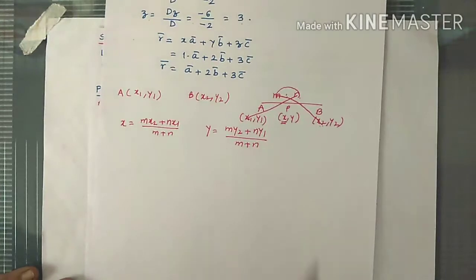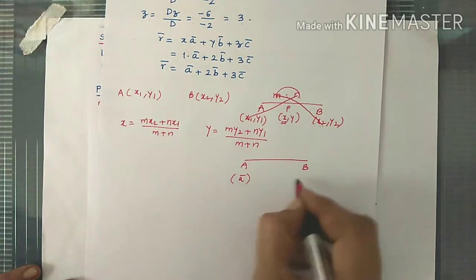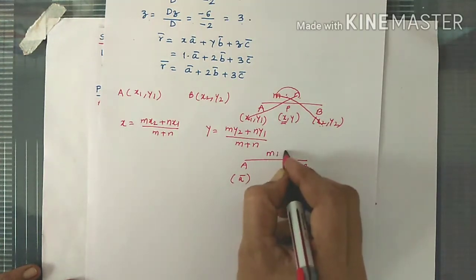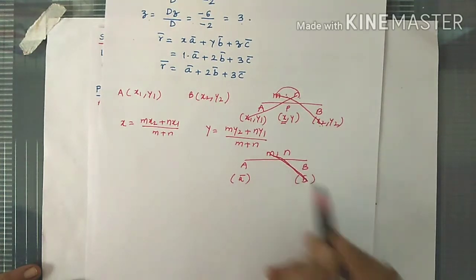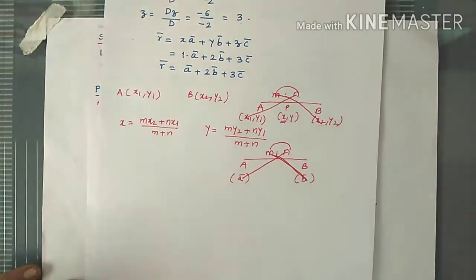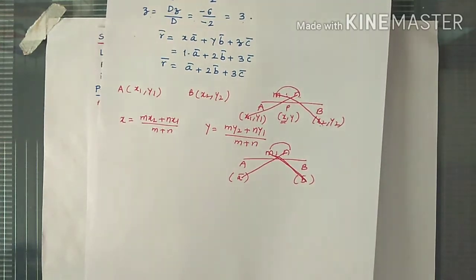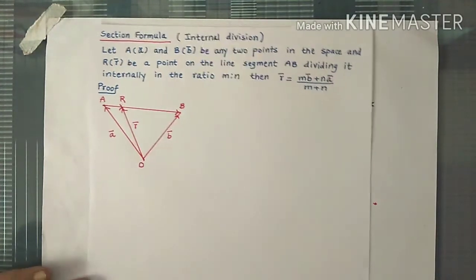It is same like this. If we take A, B, position vectors are a bar and b bar, and ratio is m as to n. See here, we have m into final point's position vector plus n into initial point's position vector divided by m plus n. So it is the same like the section formula in coordinate system. So instead of x2 x1 we have to write vectors b bar and a bar. Okay, so let's prove this. So the statement is clear now. So let's see the proof.